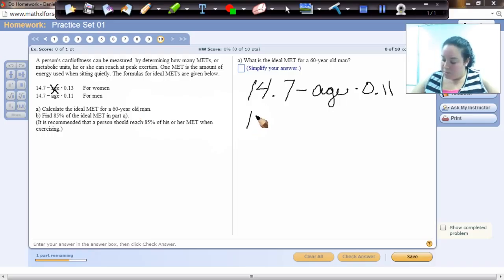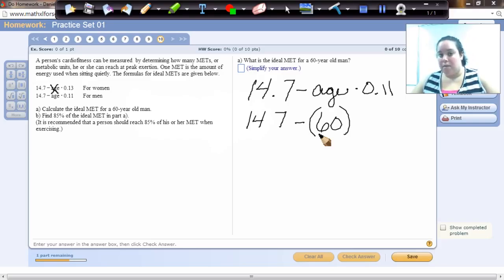So 14.7 minus 60. So replace age with 60. And whenever we replace a variable with a number in a formula, we should put it in parentheses, just in case there are some extra negatives or something that might mess up the formula. Okay, times 0.11.